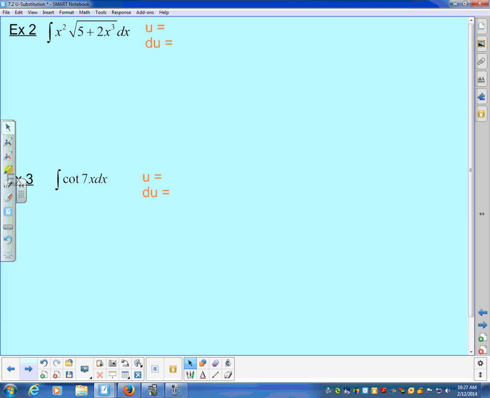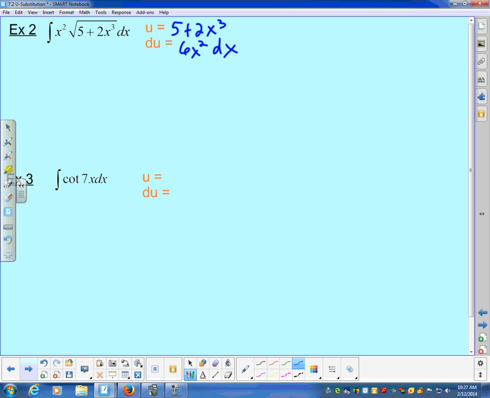But I have no problem making your wish come true and sticking the 6 in front of the x squared, as long as I put a 1/6 out in front, because 1/6 times 6 is just 1. I'm just using some rules of algebra to rewrite it. So he's right. u is equal to 5 plus 2x cubed, and du is 6x squared dx. Be sure to attach the dx, because the dx needs to disappear as well when we do our u substitution.